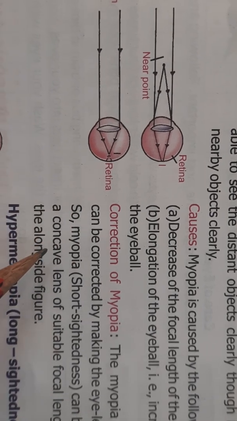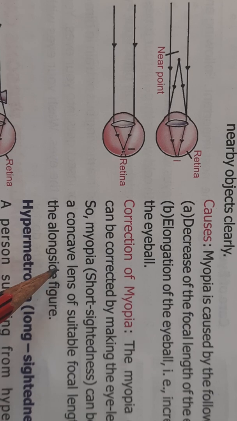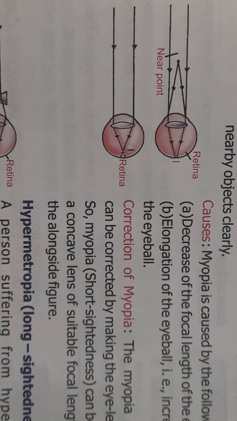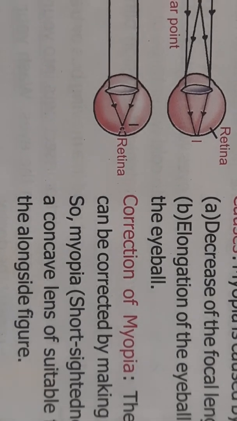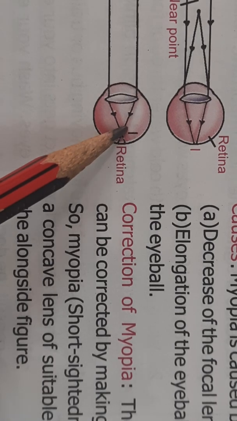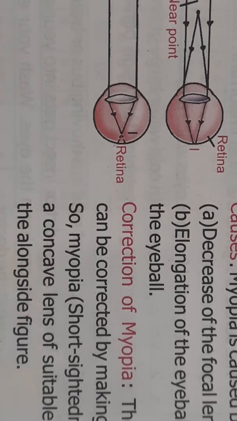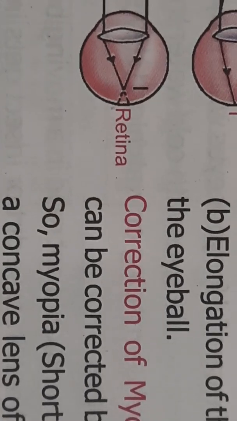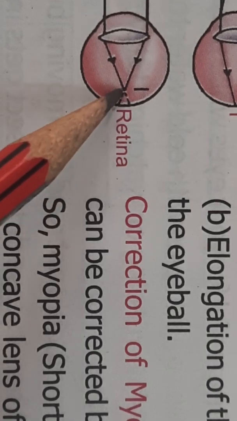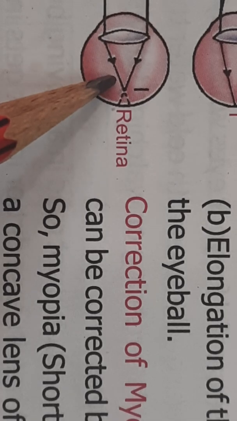Now how can we correct this? This can be corrected by making the eye lens less convergent. Less convergent means, see here, what happens in short-sightedness or myopia is that usually when our eyesight is proper, the image comes and falls here on the retina. Okay, but here as you can see, the image is formed before the retina. So that is why it is myopic eyes.